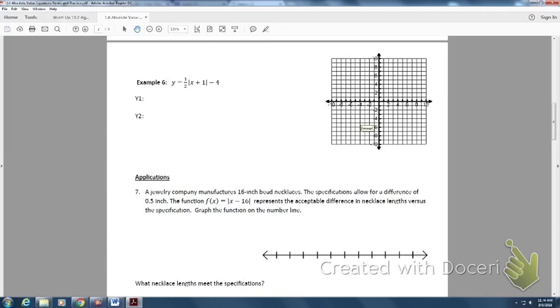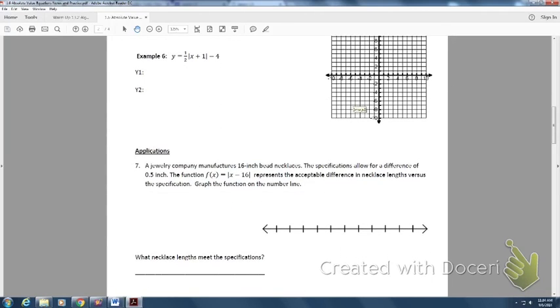Alright, going to this one. There's just a small typo on this. I want you to put equals 0. So your first one, you're graphing this, and your y2 is y equals 0. Okay, so on this, you're going to go -1, -4. My a value is 1/2. So I'm going to go up 1, right 2, and I'm going to go up 1, left 2.